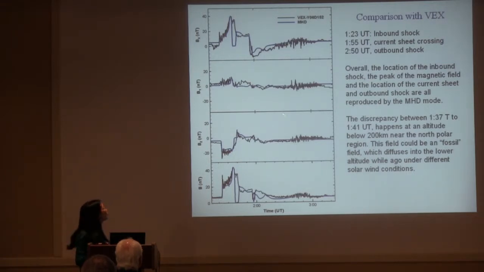But you may also notice there's a discrepancy. This happens in the region near the closest approach, at altitude below 200 kilometers. We think that this field could be a fossil field that was diffused into the lower altitude during a different solar wind condition. And I will talk about the formation of the fossil field later when we talk about Titan.